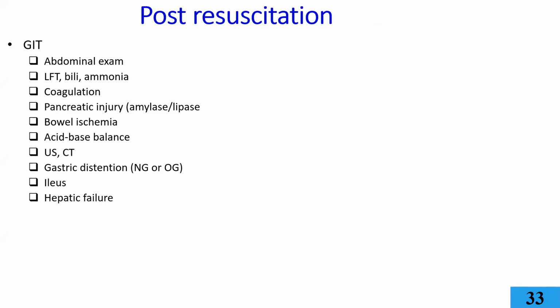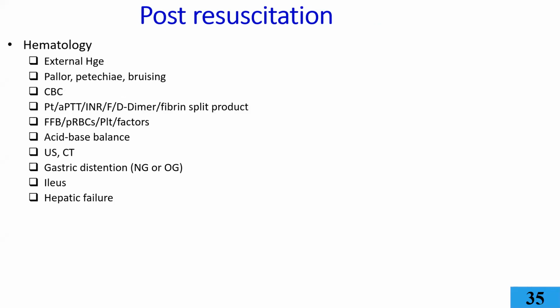GI: abdominal examination. Liver function test and bilirubin, ammonia level, very important, especially in inborn error and intoxication. Coagulation profile, pancreatic injury, pancreatic enzyme, bowel ischemia, ultrasound, CT scan of the abdomen, gastric distension and feeding tube, ileus and hepatic failure.